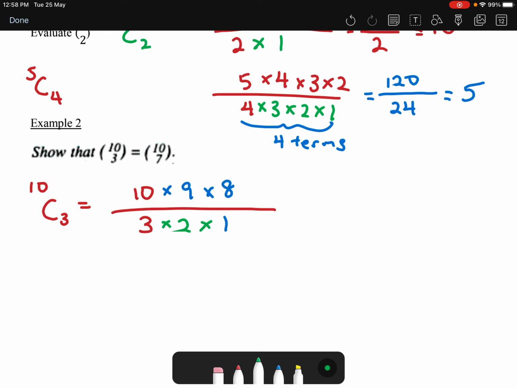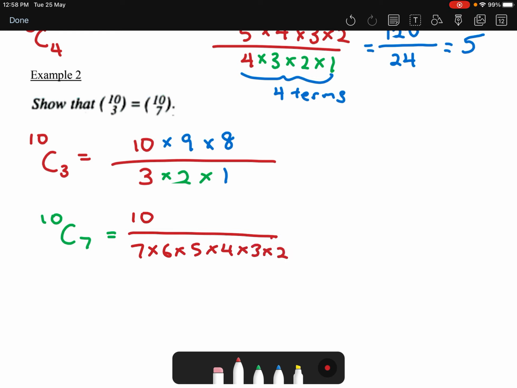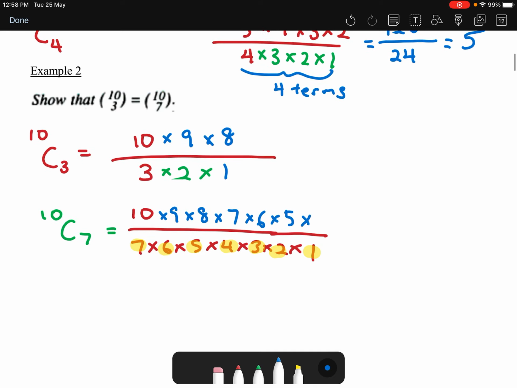What about 10 choose 7? 10 choose 7 is equal to 10 over 7 factorial, which is 7 times 6 times 5 times 4 times 3 times 2 multiplied by 1. Quite a number of terms, right? 1, 2, 3, 4, 5, 6, 7. So there are 7 terms, and in my numerator I must also have 7 terms: 10 times 9 times 8 times 7 times 6 times 5 times 4.